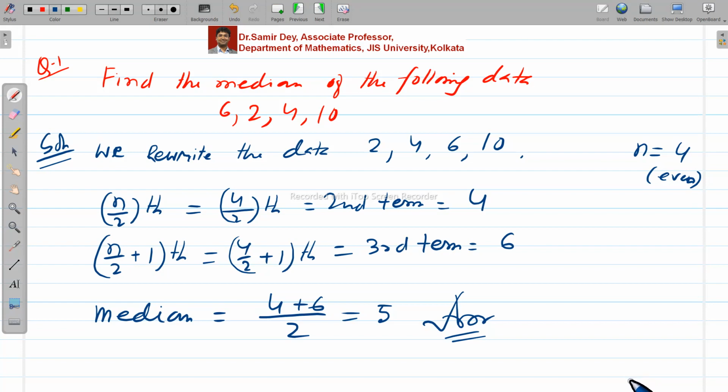In my last slide, I will give some homework. Please try to check whether your concept is clear or not. So in my next slide, I will discuss the second part, that is median for individual data with frequency.